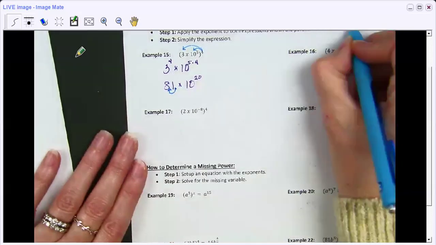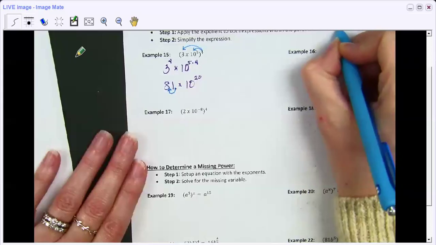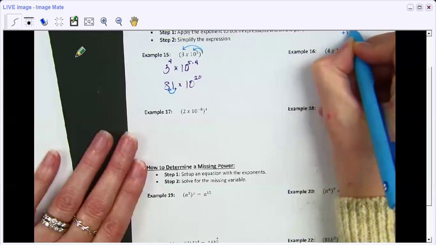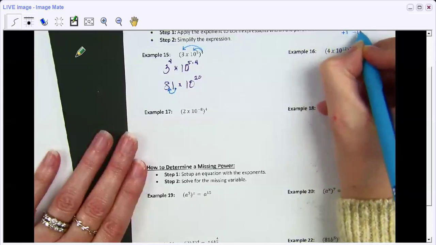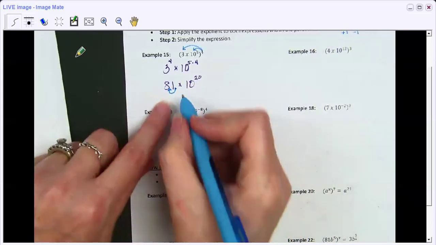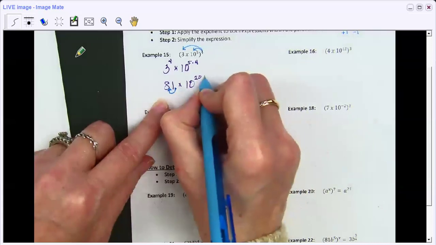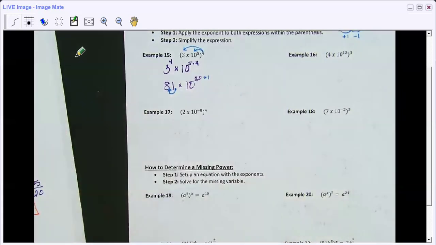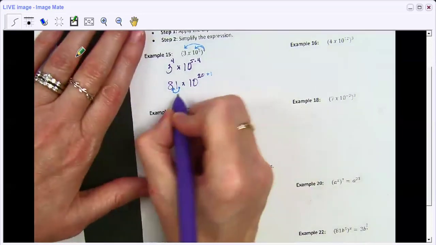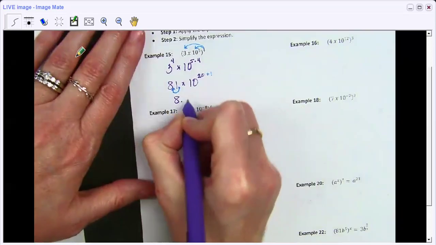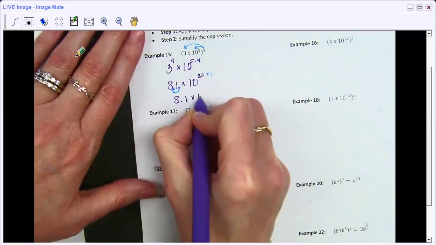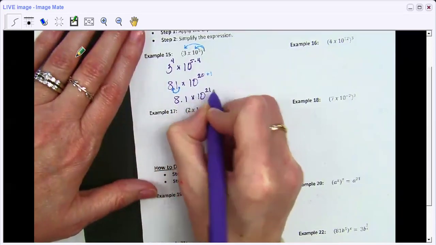Now remember, if you move it to the left, you're adding 1. If you move it to the right, you're subtracting 1 from the exponent. Since we moved it 1 place to the left, we're going to add 1 to the exponent. I know this is a lot of information. So our final answer is 8.1 times 10 to the power of 21.